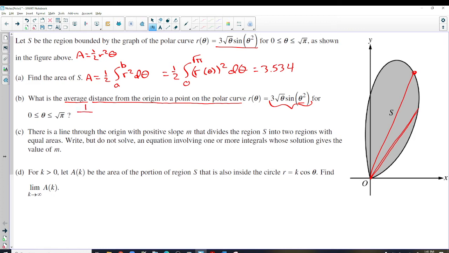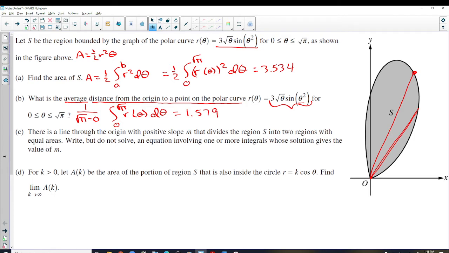So this is 1 over square root of pi minus 0, times the integral from 0 to square root of pi of r(θ). Not r squared of θ. We're not finding the area. We're finding the average value of r along the curve, and that's what they're asking us to do. If we plug in math number 9, we get 1.579.